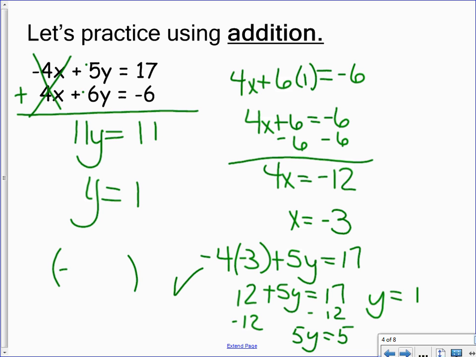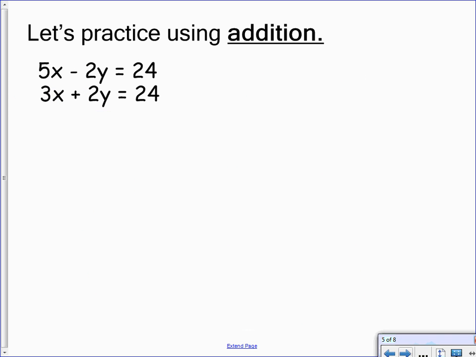So my ordered pair is negative 3, 1. So that double checked right here that y should be 1. Let's do one more. I'm going to give you a minute to start. Now I'm going to work slowly behind you.